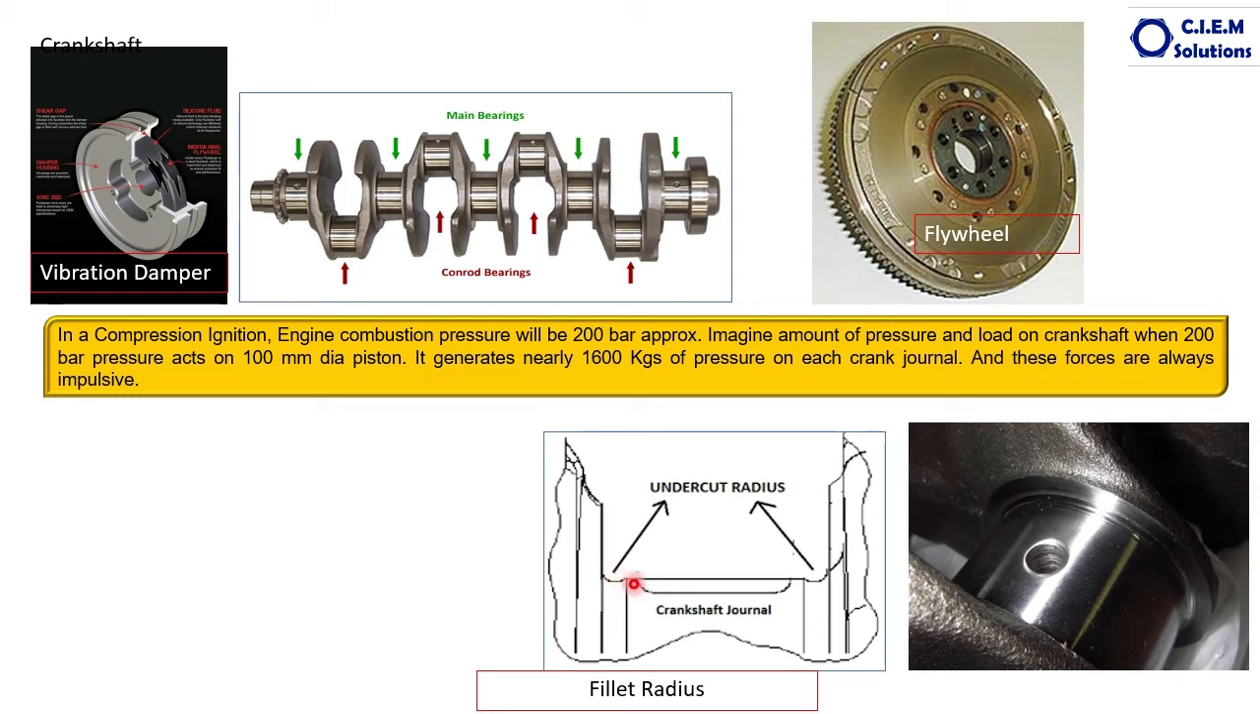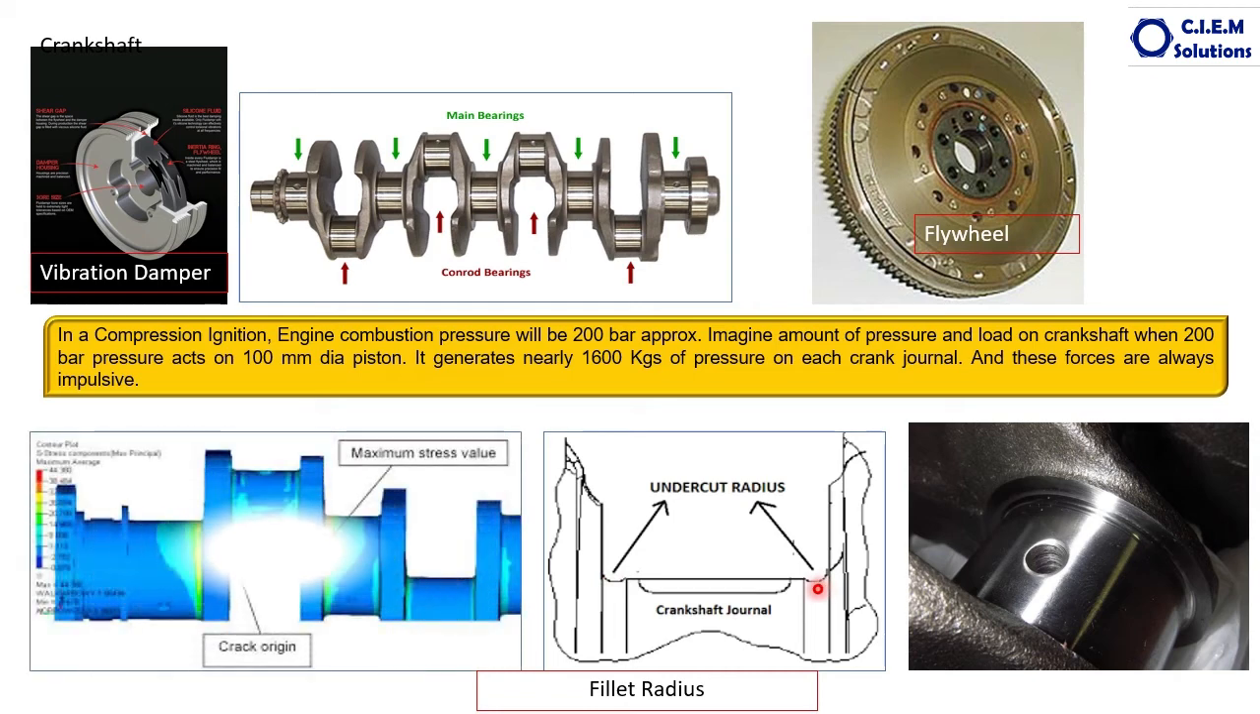path. This is called fillet radius. Fillet radius has to be essentially maintained in the crankshaft, because when the crankshaft is made, if you leave sharp edges here, because of the concentration of stresses and the impulsive forces, a crack starts here. A crack is developed here and the crankshaft will break.